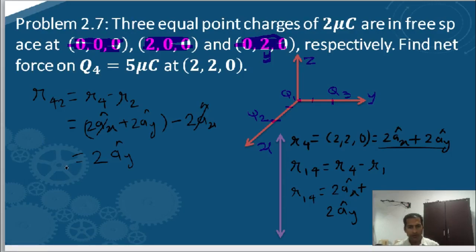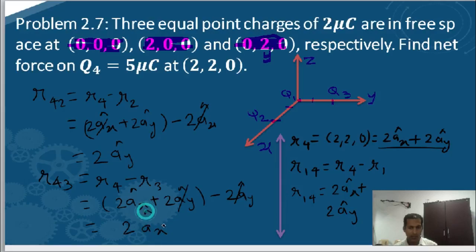Now in a similar way we can find the force from point 3 to 4, say R43. Destination minus source points. So R4 is 2ax cap plus 2ay cap. Now we have to subtract the components of R3, which is nothing but 2ay cap. So in this case the ay will get cancelled, and we will get 2ax cap.